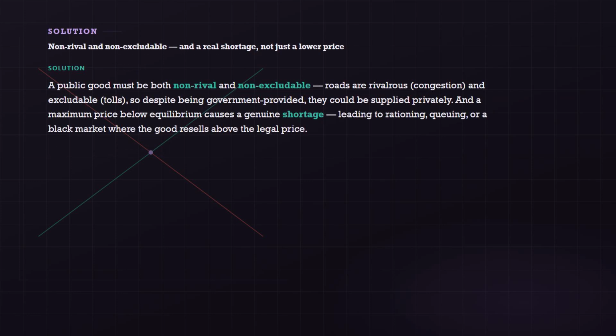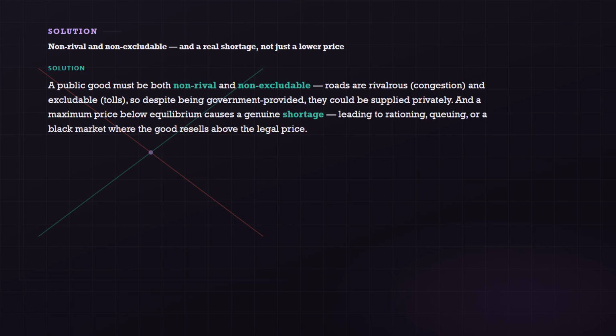Here is the solution. A public good must be both non-rival and non-excludable. Roads and bridges are potentially rivalrous through congestion and excludable through tolls and access restrictions. So despite being government provided, they could in principle be supplied privately.